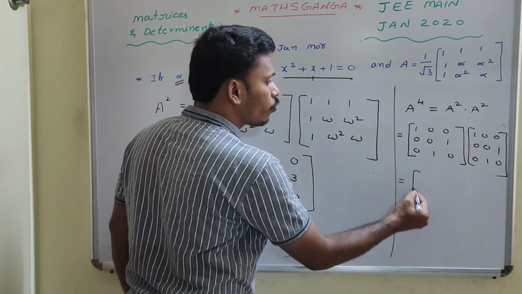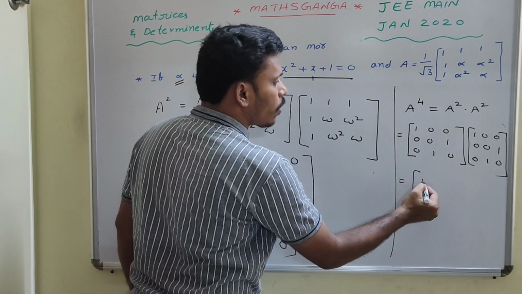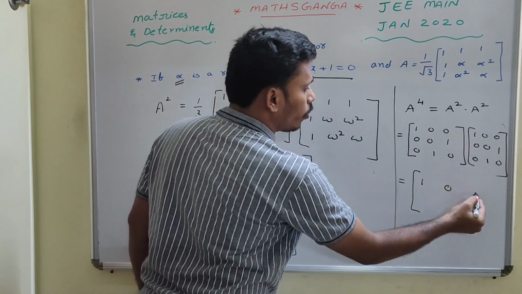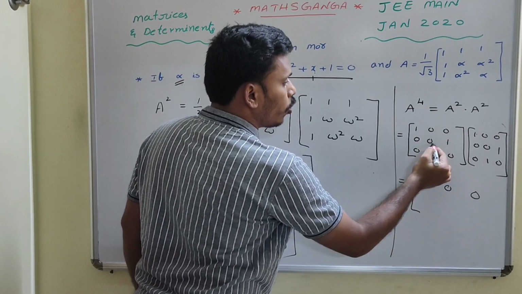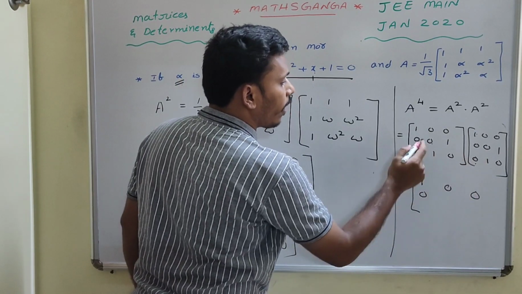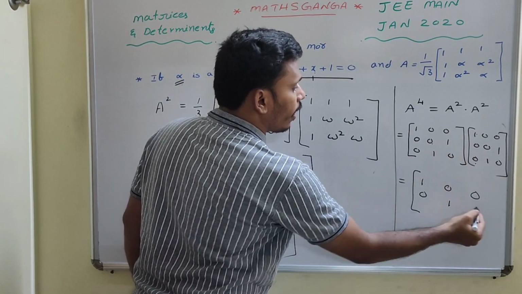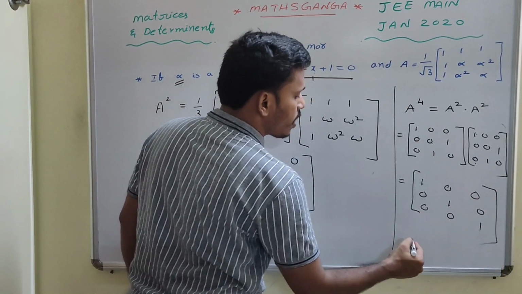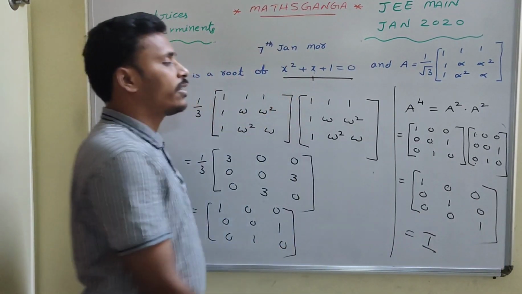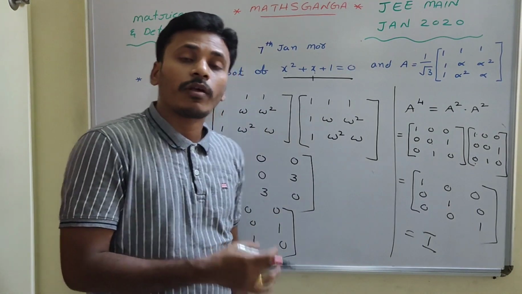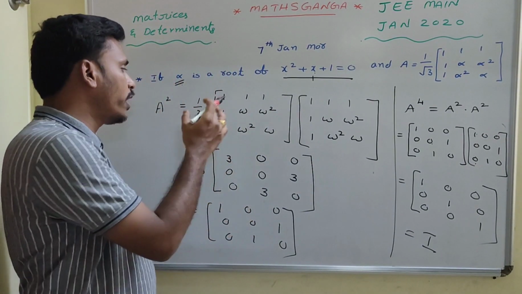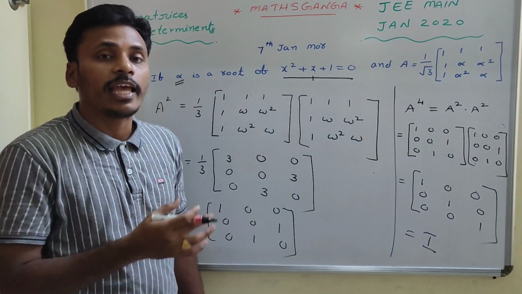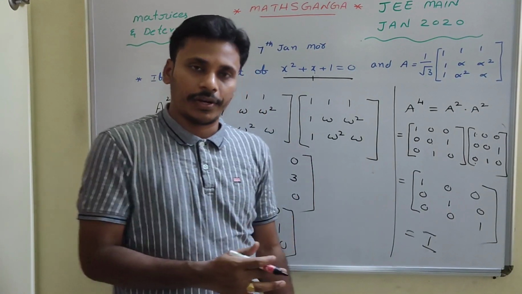If you move with the usual multiplication, you get 1, 0, 0; then 0, 1, 0; and then 0, 0, 1. You will get this, and this is nothing but the identity matrix. So at the end, from the given matrix A, we found A square along with A power 4, and you identified that A power 4 is equal to the identity matrix.